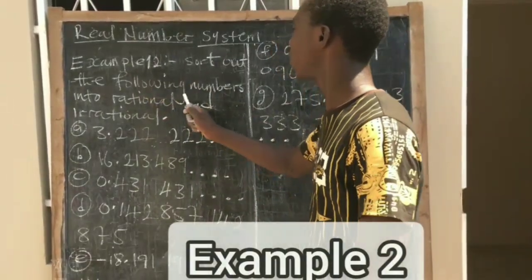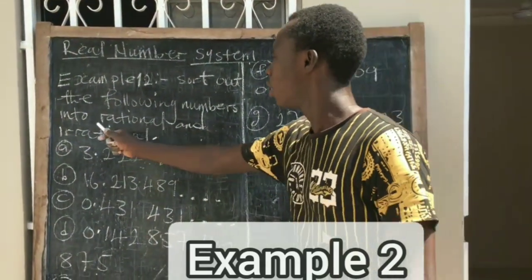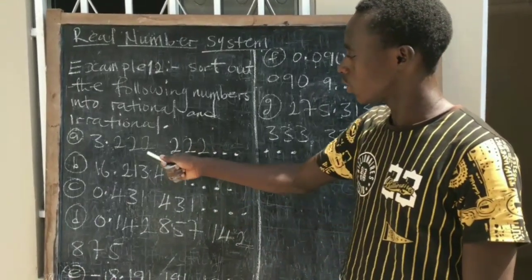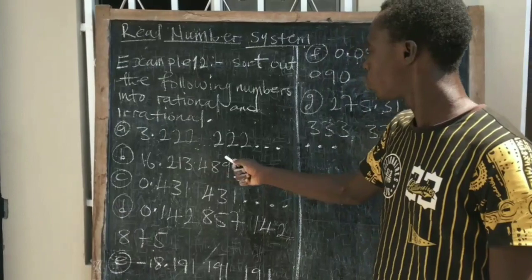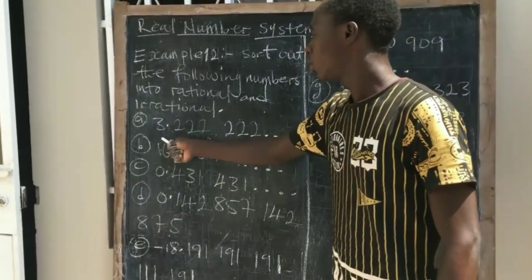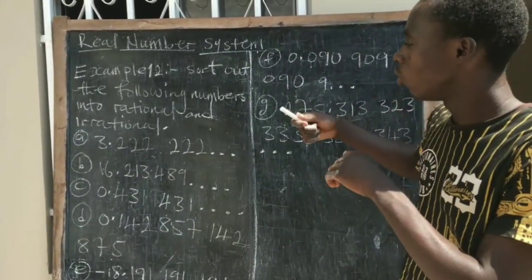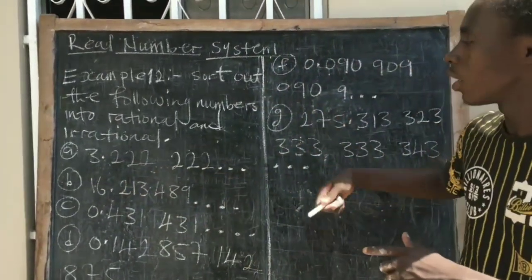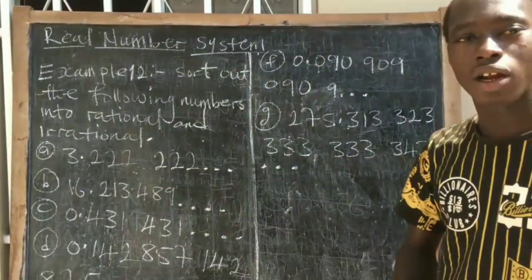Example 2. We are coming to solve example 2. Sort out the following numbers into rational and irrational. Now see the examples A to G. Now we have 3.222. We have 222 also. It is what? Look at this. It is non-terminating and it is repeating. Non-terminating recurring decimal. A is non-terminating recurring decimal. Therefore, look at it. It is a rational number.